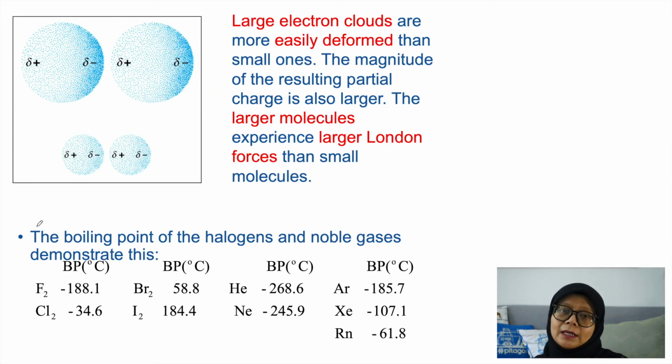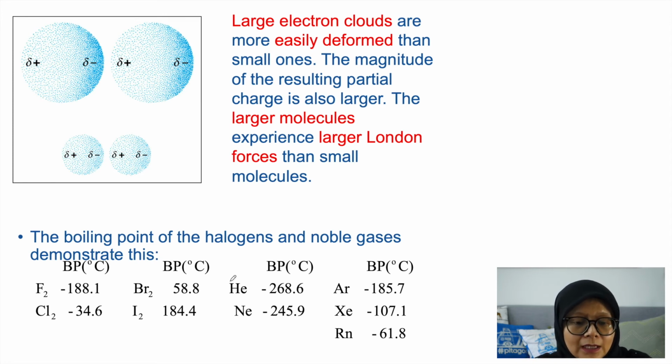So large electron clouds are usually more easily deformed than small ones. The magnitude of the resulting partial charge is also larger, so larger molecules experience larger London forces than small molecules.